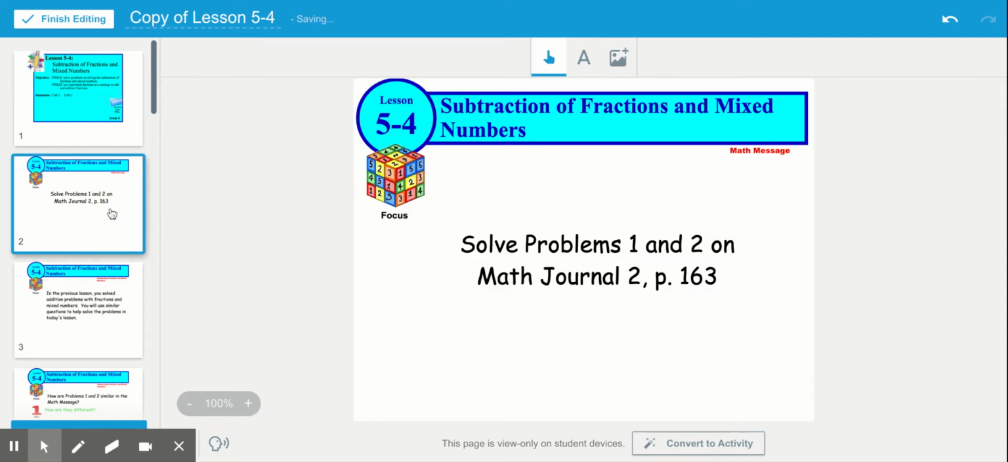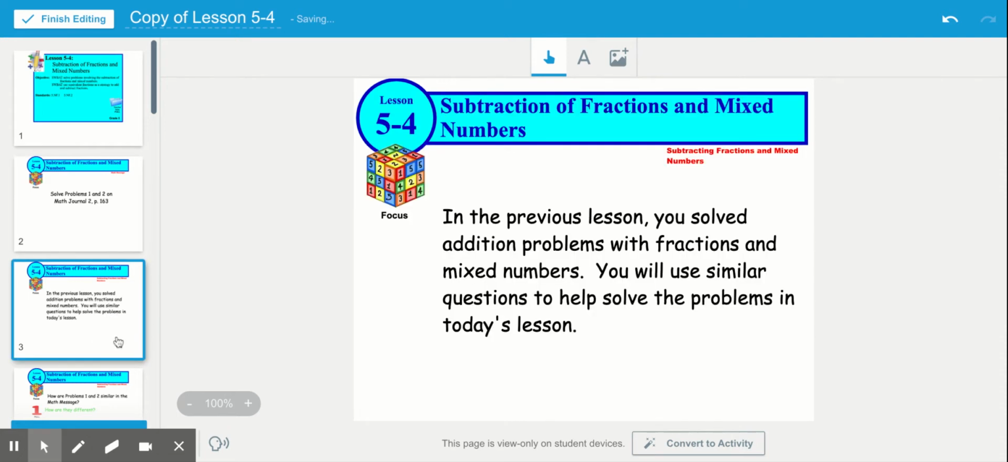Your math message today is to turn to page 163 and solve problems 1 and 2. So go ahead, pause your video, solve problems 1 and 2 in Math Journal number 2 on page 163. You should be finished with problems 1 and 2.